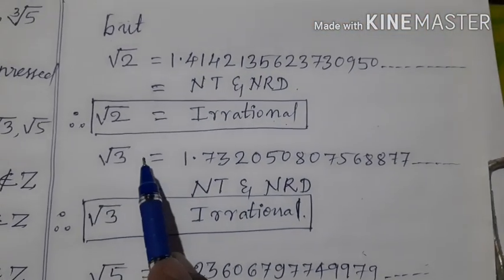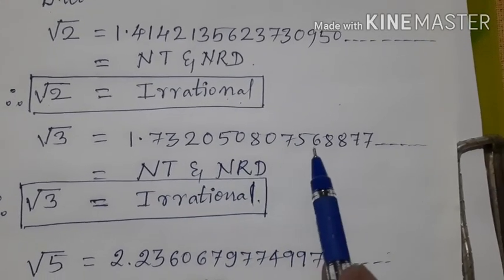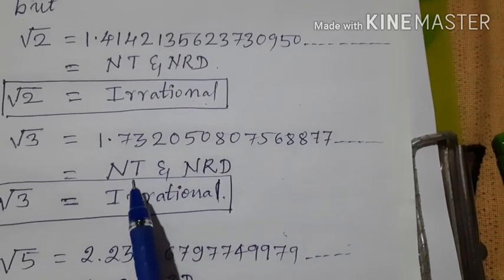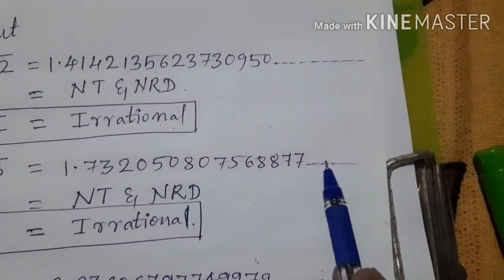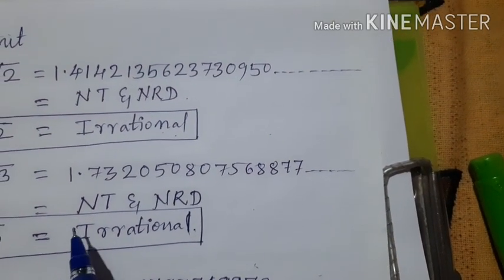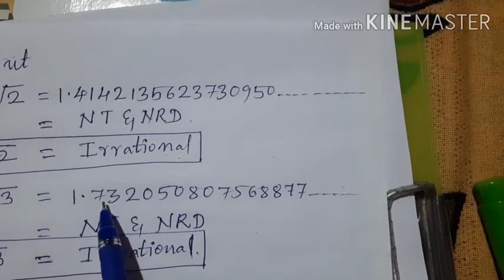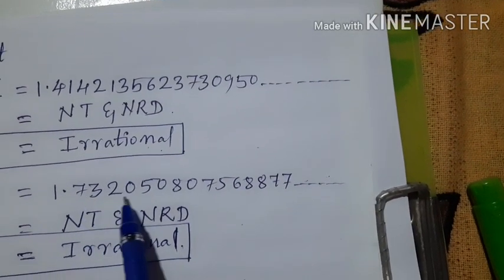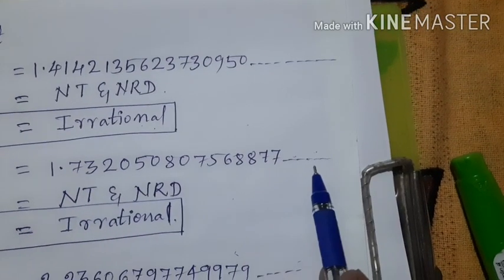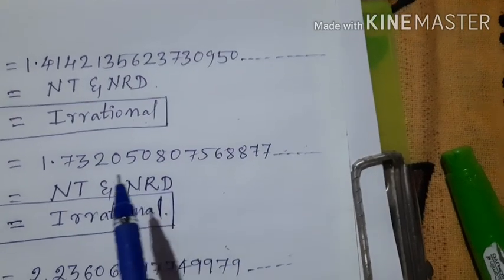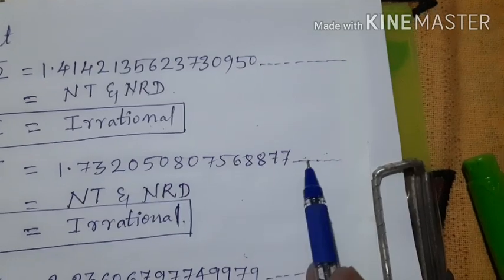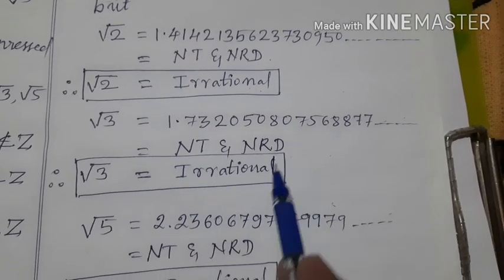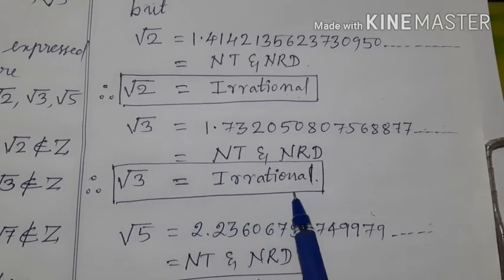Similarly, square root of 3 is equal to 1.732050807568877... Here root 3 is a decimal number. What type of decimal number? Non-terminating and non-repeating. Here in the decimal part, there are infinitely many digits. They do not end. That is why it is a non-terminating decimal. You cannot count the digits in the decimal part. And in the decimal part, is there any single digit repeating or a group of two digits or three digits repeating? No. That is why it is a non-recurring or non-repeating decimal. Therefore, this is a non-terminating and non-recurring decimal, which is an irrational number. Thus, root 3 is irrational.